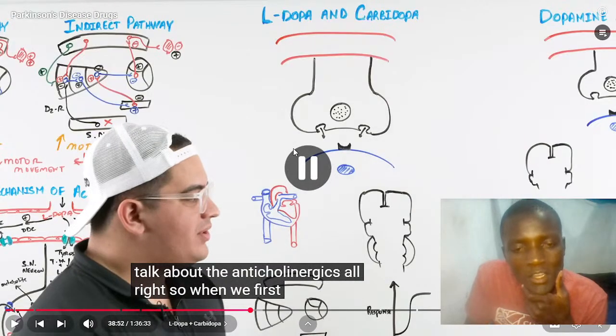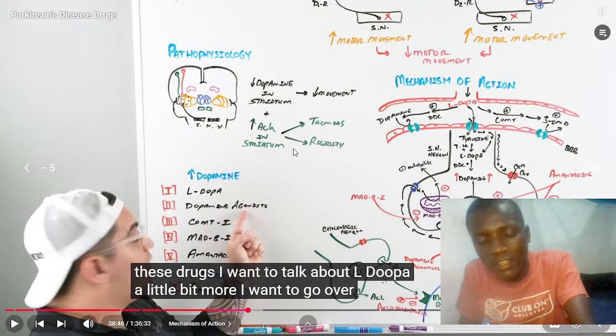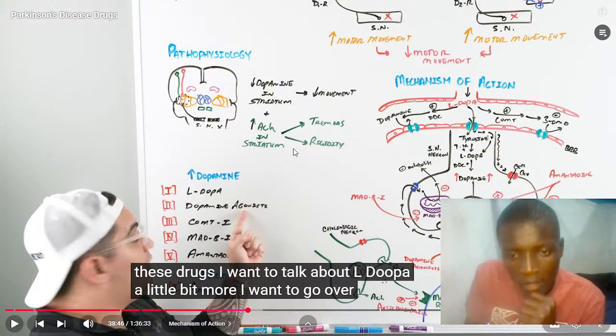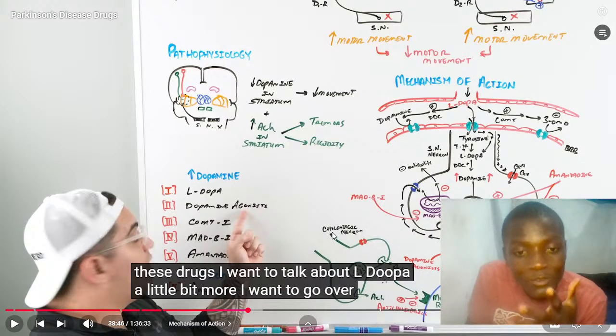All right, so when we first... the neuromuscular junction, where you give anticholinergics, that's to prevent the muscle contraction, tremor, which is what we want to prevent.